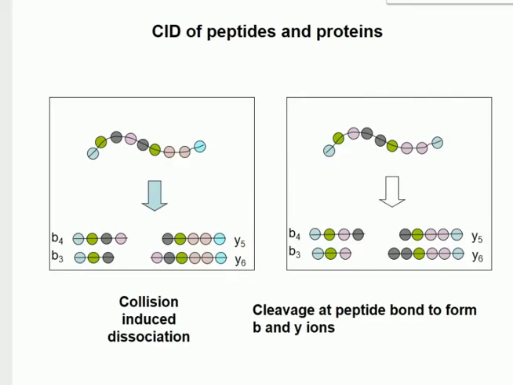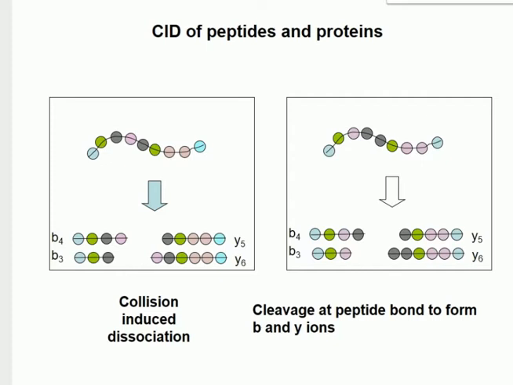Okay, so if we do CID of peptides and proteins, and we'll assume that they're not modified, so it's an unmodified peptide, and we get cleavage of the weakest bond, which is the peptide bond. So on these schematics, the circles are meant to represent different amino acids. A different colour is a different amino acid. So if you concentrate on the tan one, if this was a peptide, each of these are different amino acids.